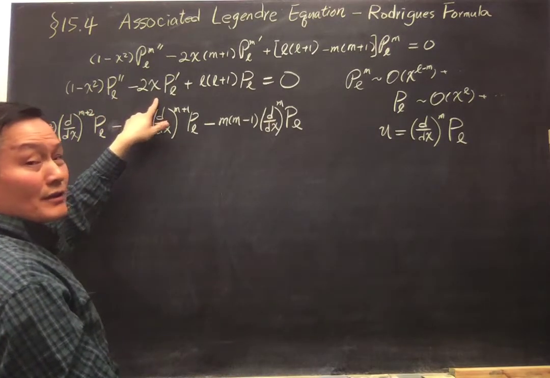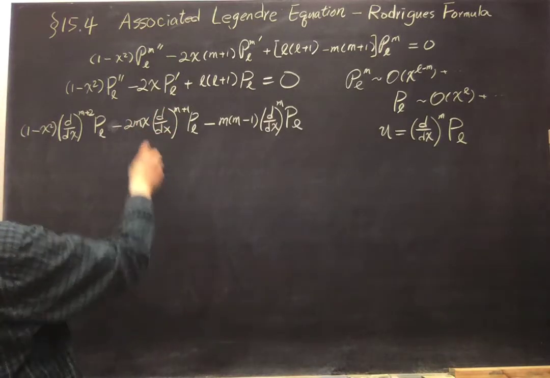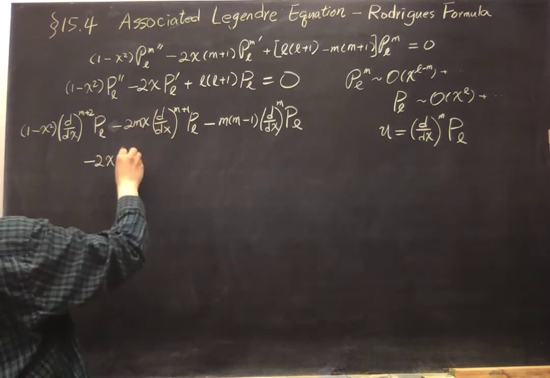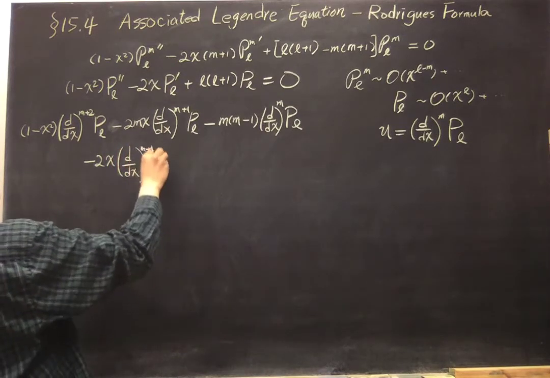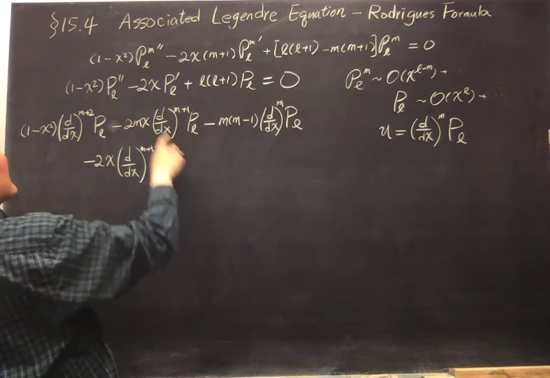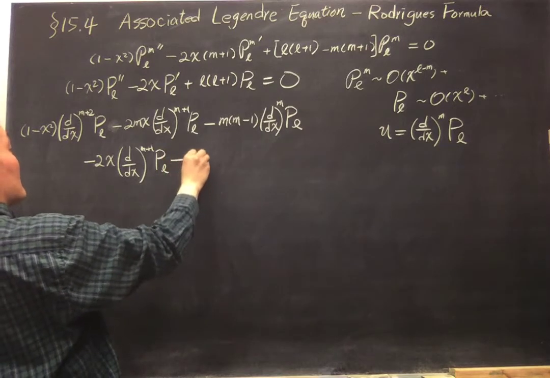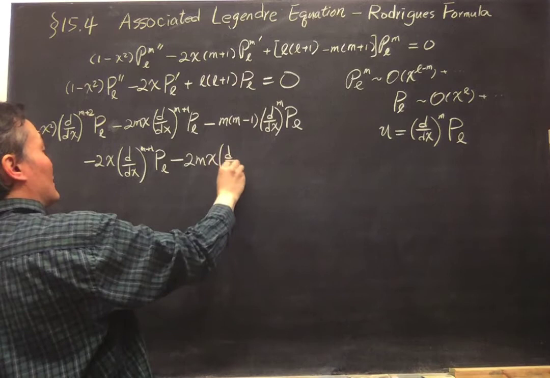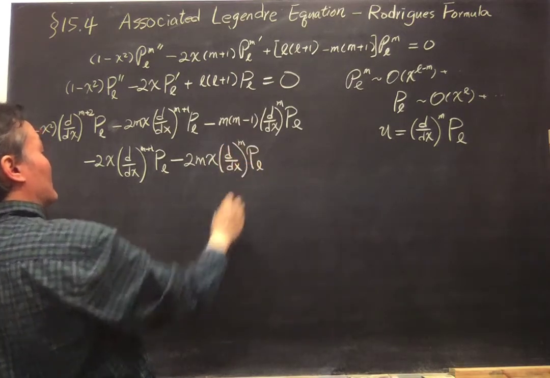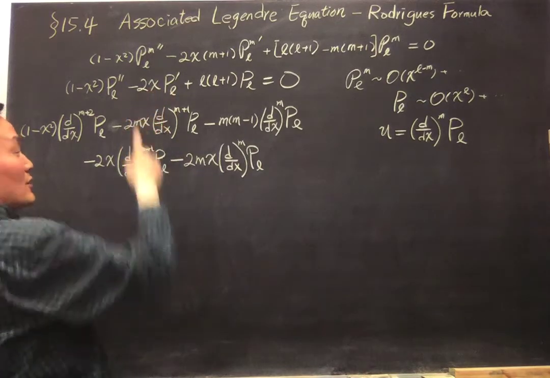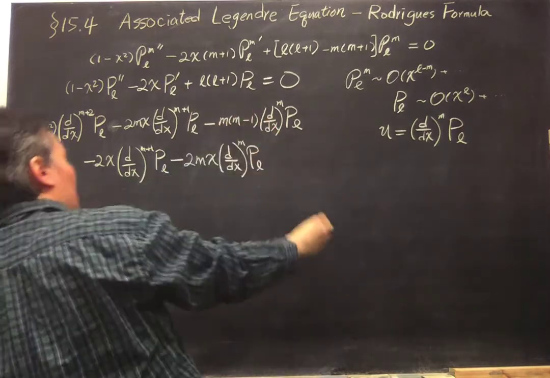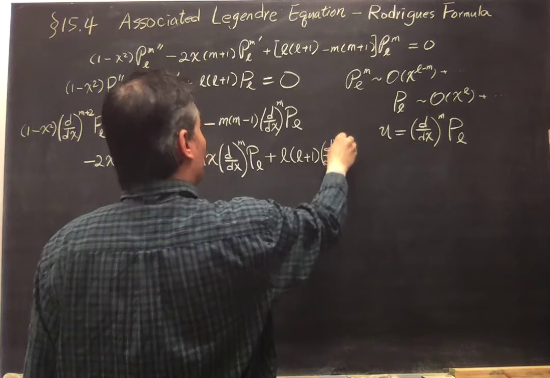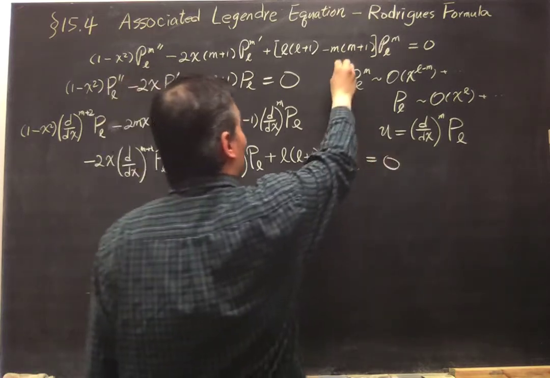Now the next one is taking m derivatives of the middle term. For this one there are only two terms. The first one is minus 2x, and then the m-th derivative of this one. And then the first derivative of this factor multiplied by the coefficient, and the m minus 1 derivative of this one. That is the only two terms because the next derivative will be 0. And then for this last term, let's just operate m derivatives on P_l. That equals 0.